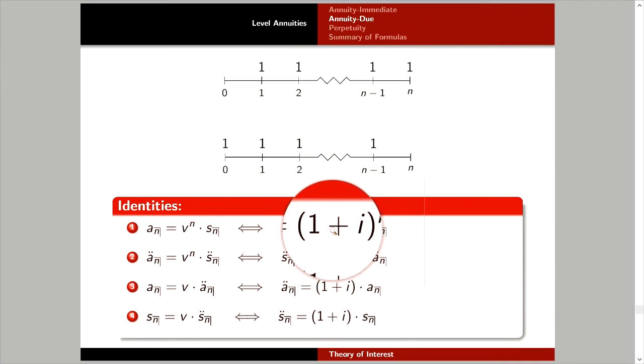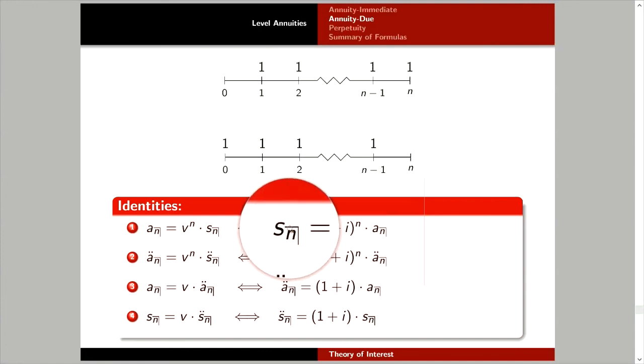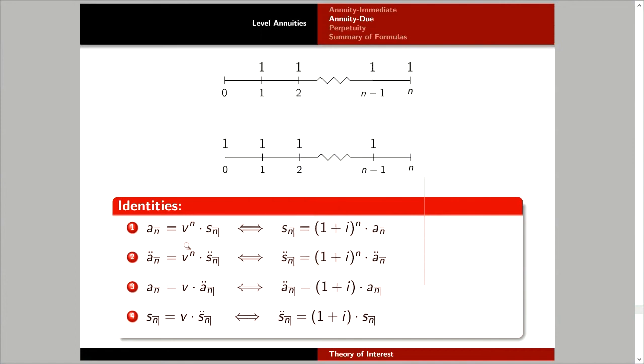That is equal to the accumulated value of an annuity immediate. Of course, other identities here follow. All you have to do is to understand the use of timelines. All right?